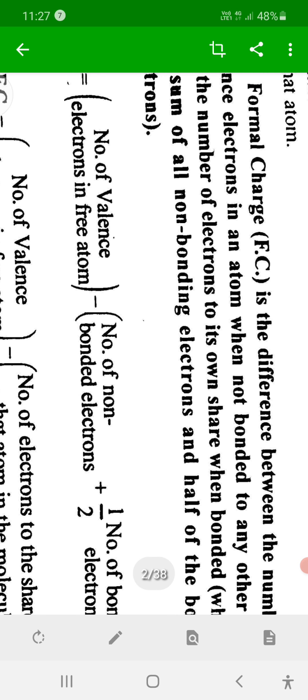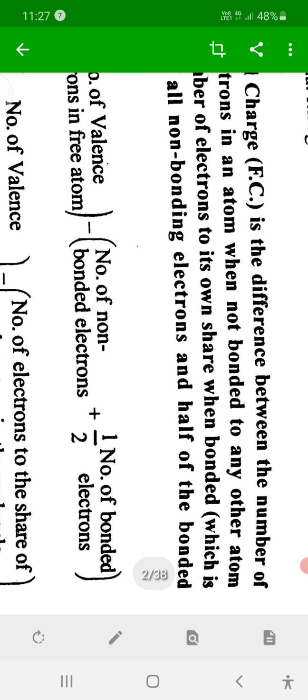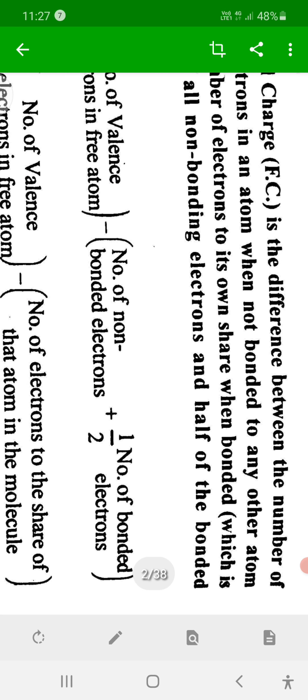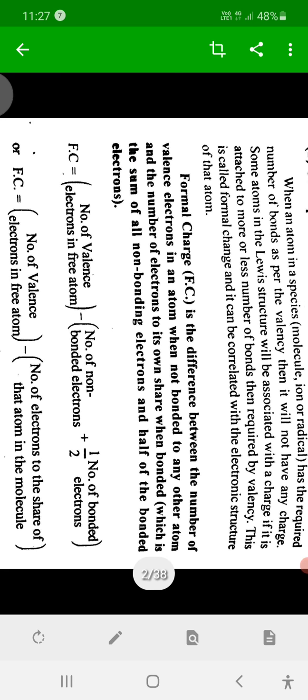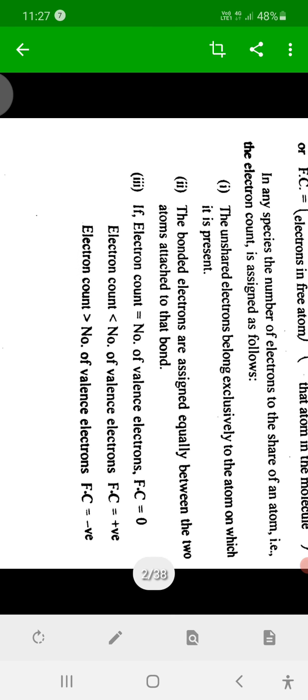Then number of valence electrons in the free state of the atom minus, in bracket, the number of non-bonded electrons. Number of non-bonded means lone pair electrons, plus half the number of bonded electrons. This is a very important formula.